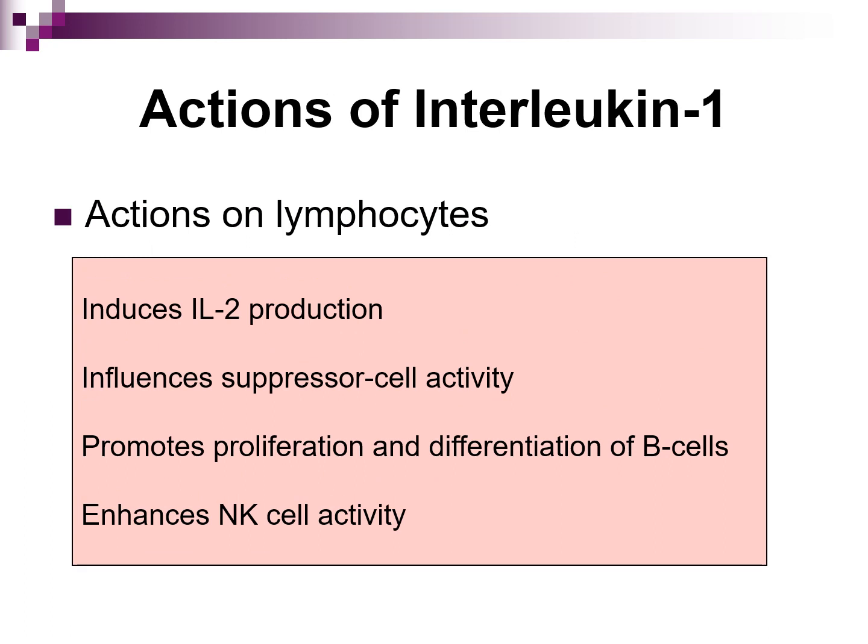There are three primary actions of interleukin-1: its actions on lymphocytes, its actions on inflammatory events, and its actions on the central nervous system. So the first action is its actions on lymphocytes. It induces interleukin-2 production. It influences suppressor cell activity, promotes proliferation and differentiation of B cells, and enhances natural killer cell activity.